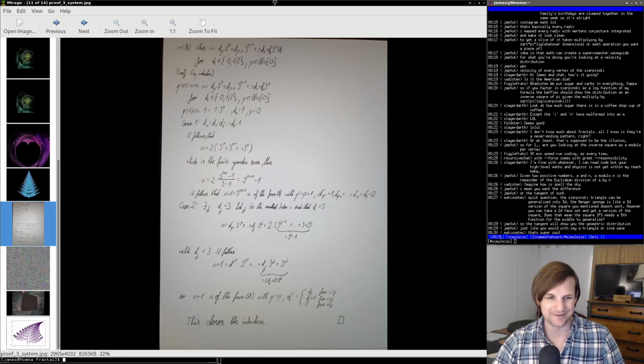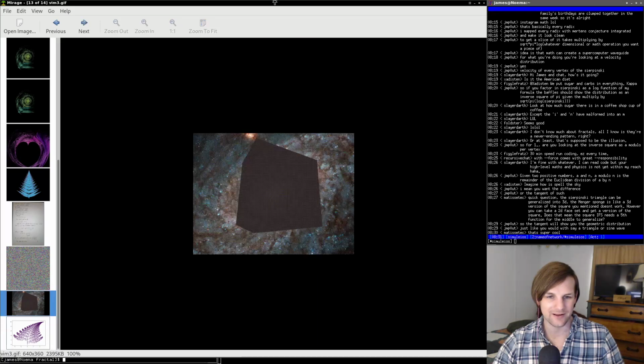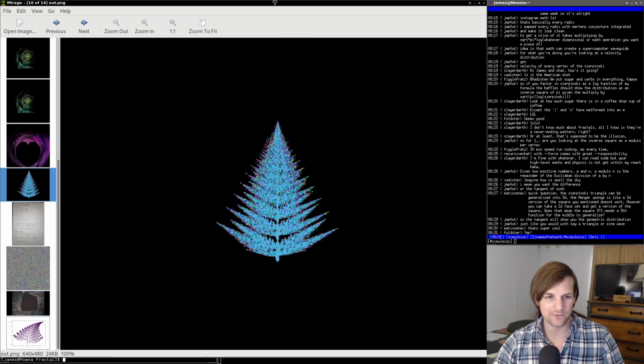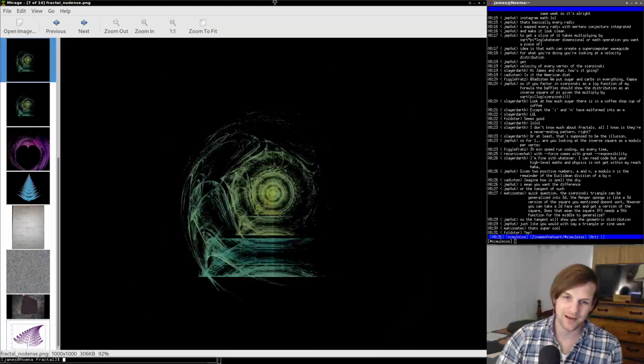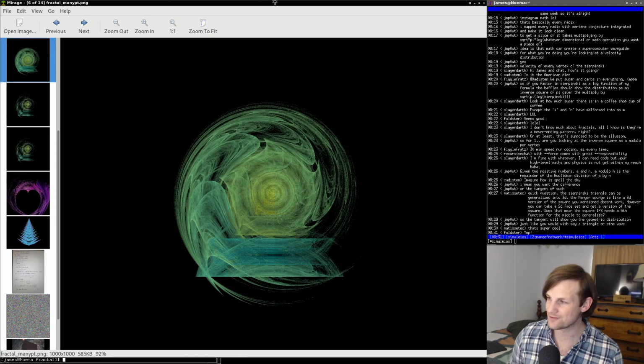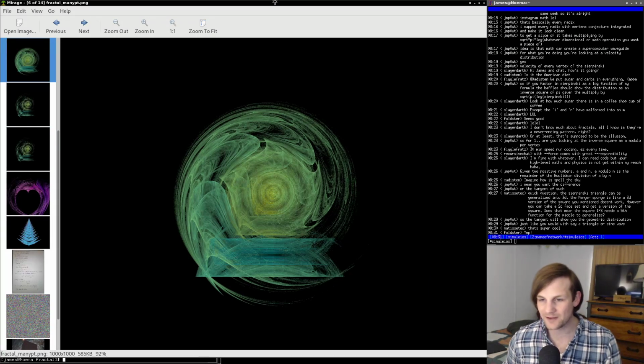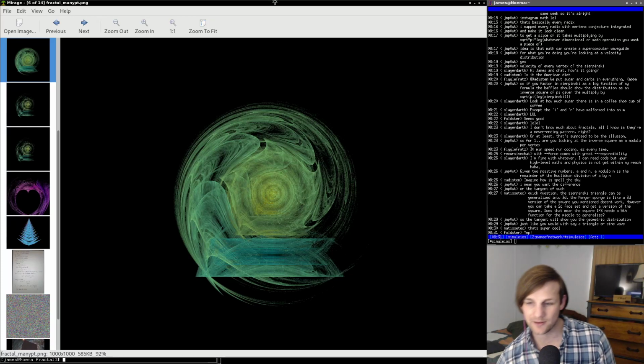Oh, there's the tree. Man, I've been trying to put videos out for iterated function systems for a long time. I just haven't gotten there yet. So we're getting there now. I promise we're finally getting there now, and I'm happy that we're finally getting there.